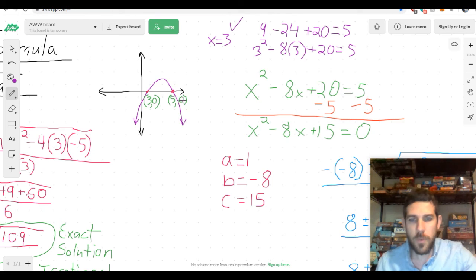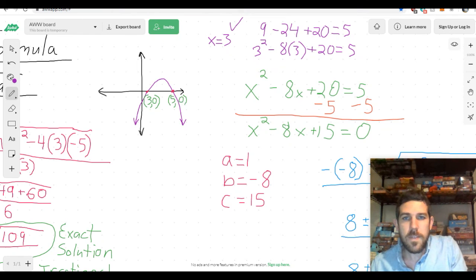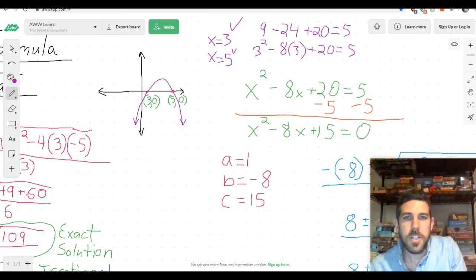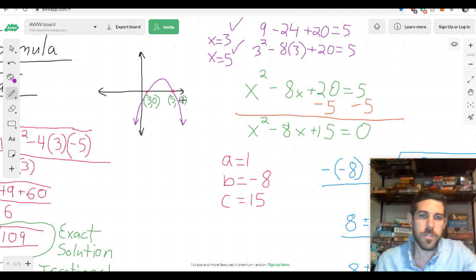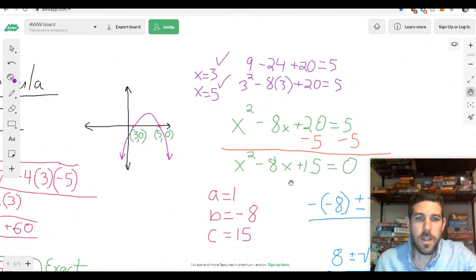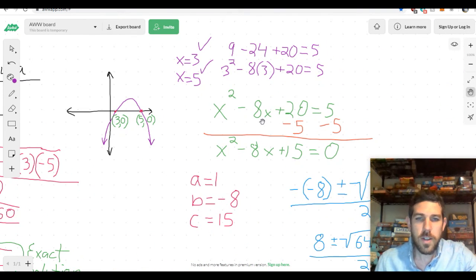And if you tried it for x equals 5, it will also work. You'll get 5 squared minus 8 times 5 plus 20. It will also equal 5. So we would be able to check both of those. Those are solutions. And so this quadratic formula, while a little scary at first, is actually really great for getting you answers to a quadratic equation.